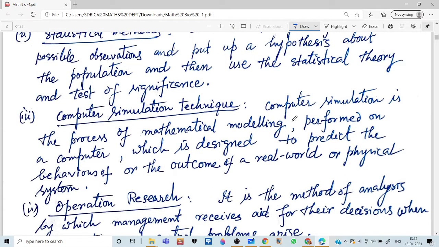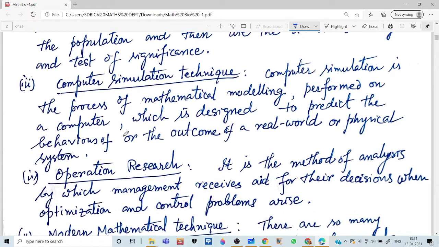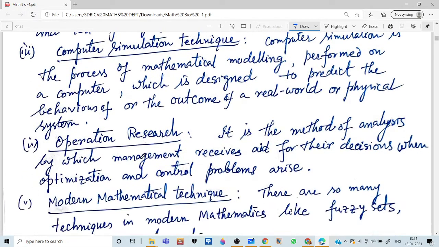Computer simulation technique. Computer simulation is the process of mathematical modeling performed on a computer, which is designed to predict the behavior or outcome of a real world or physical system.